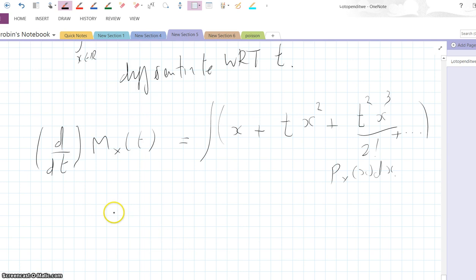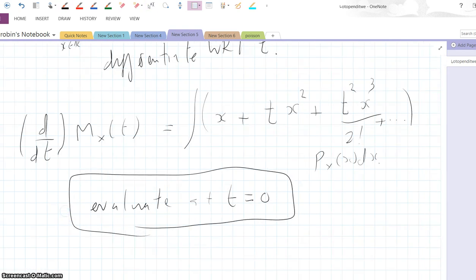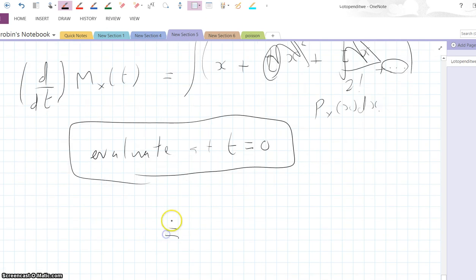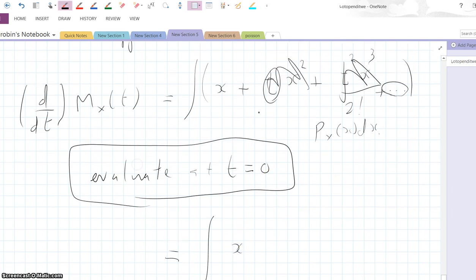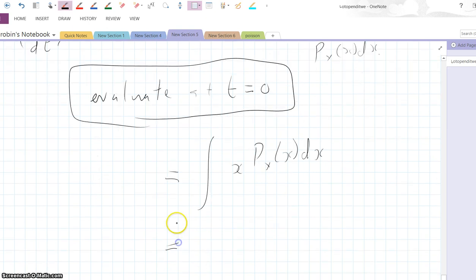But what I'm going to do now is evaluate this at t equals 0. Not just because I can actually, because it makes all this rubbish disappear. Look, I can forget that. There's a t there, so when I put t equals 0 in, that drops out, and all the other terms, all these dot dot dots, drop out. So let's have a look at that. That's equal to the integral of x plus nothing, because all the other terms in this bracket have vanished, times p sub x of little x dx, which equals, oh look, the expectation of x.